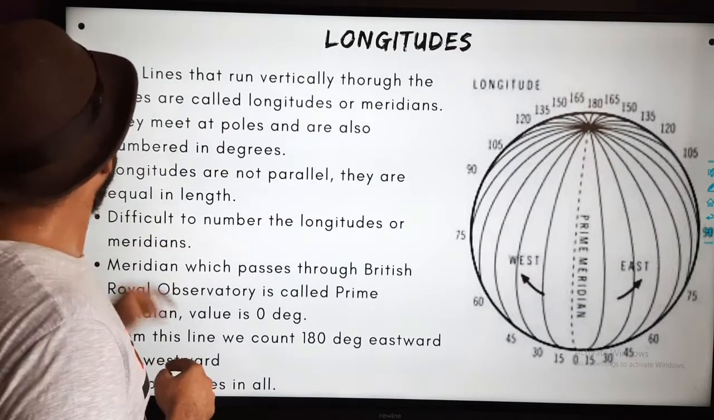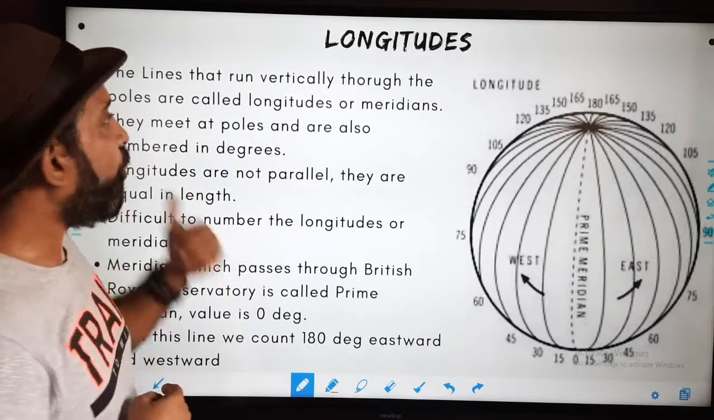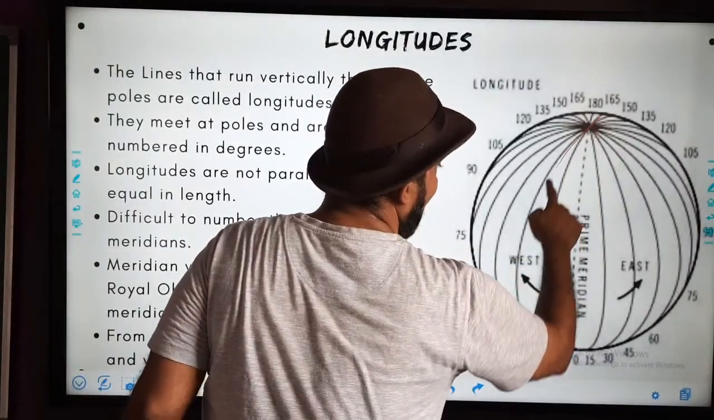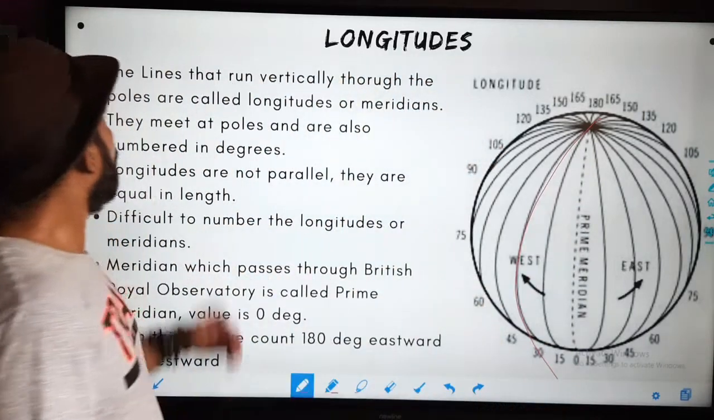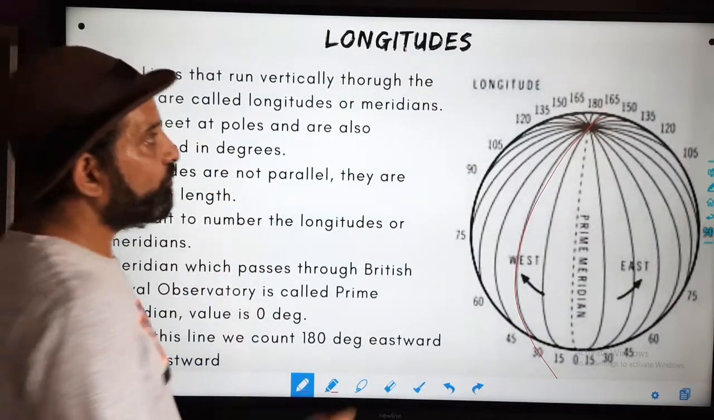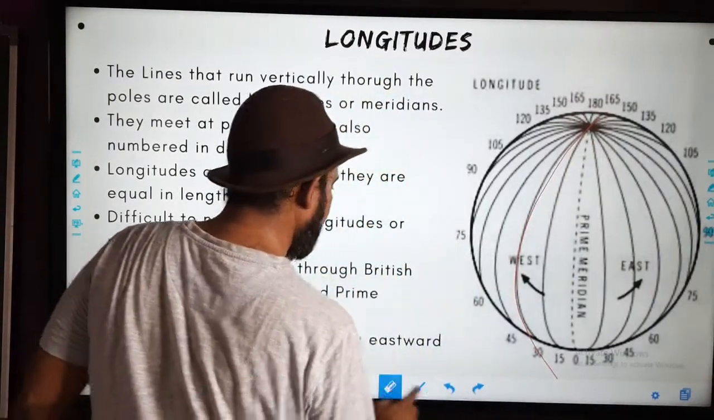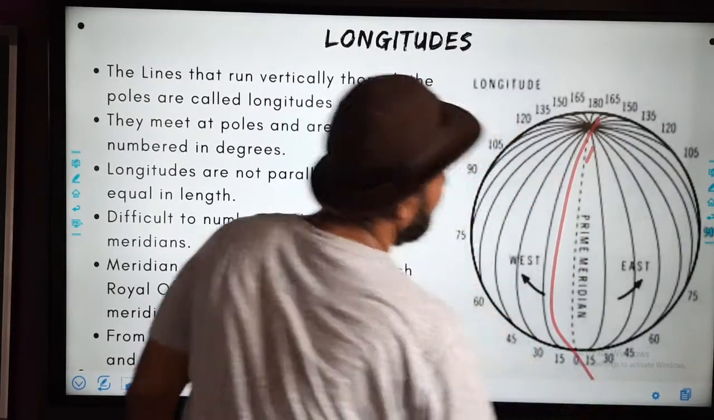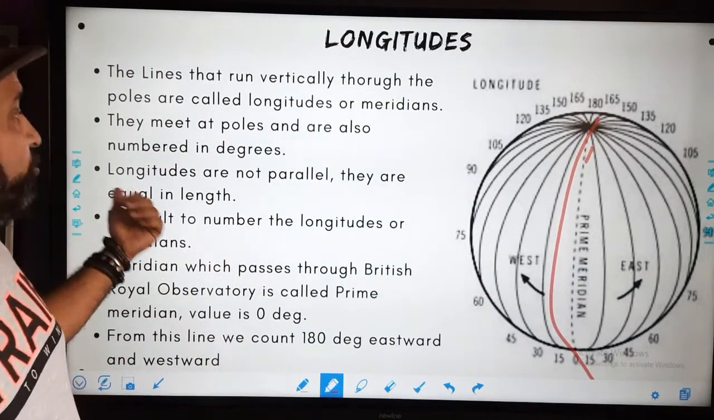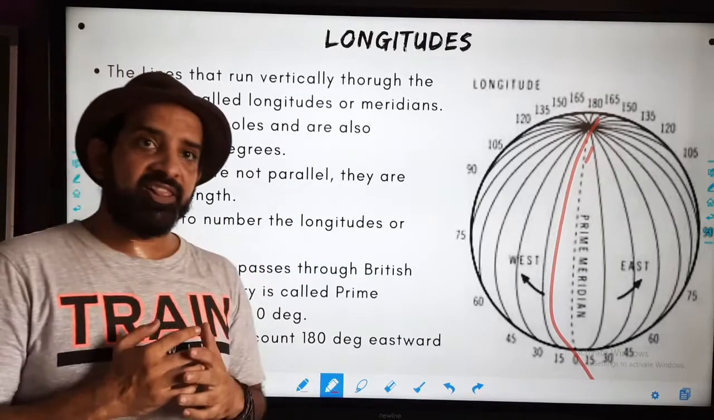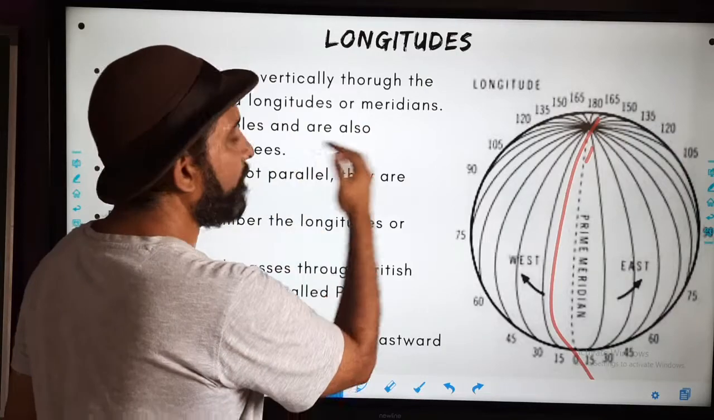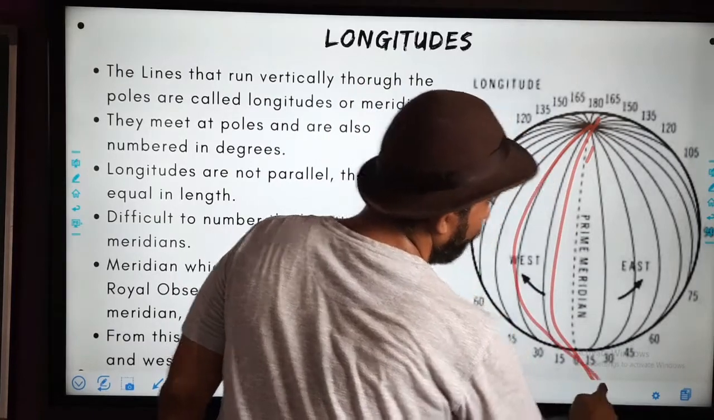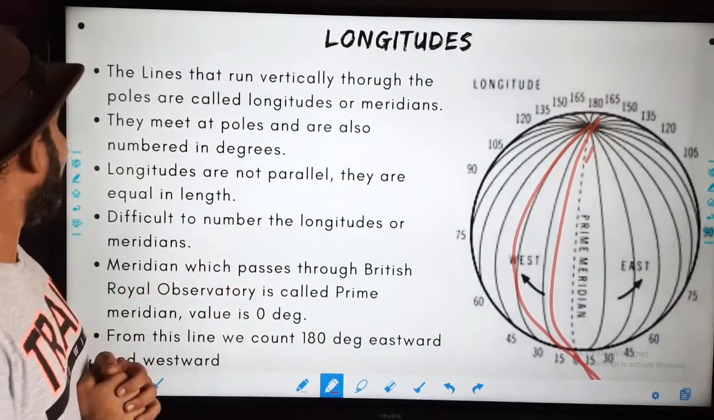The lines that run vertically through the poles are called longitudes or meridians. So students, can you see this? Lines which run vertically through the poles are called longitudes. So let me erase this. Here they run through the poles. Longitudes are not parallel, they are equal in length. All these longitudes, they start from this pole, they come to this pole. Okay? But they are equal in length.